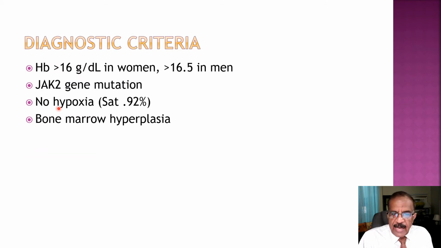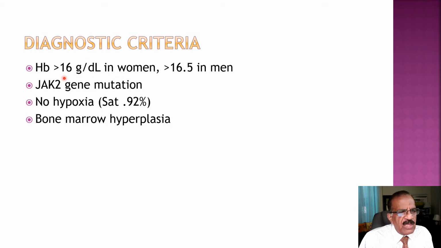And what are the diagnostic criteria? What are the diagnostic criteria of polycythemia vera? HB should be more than normal. If you consider 15 or 16 as upper limit, then anything more than 16, like 17, 18, 19, 20. Of course, it cannot be very high because that would cause clotting. So for anything between 16 and 20, I would say would be very suggestive of polycythemia vera.